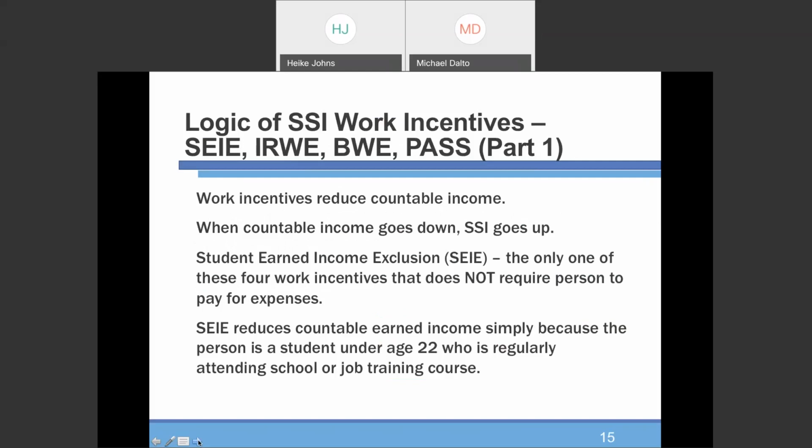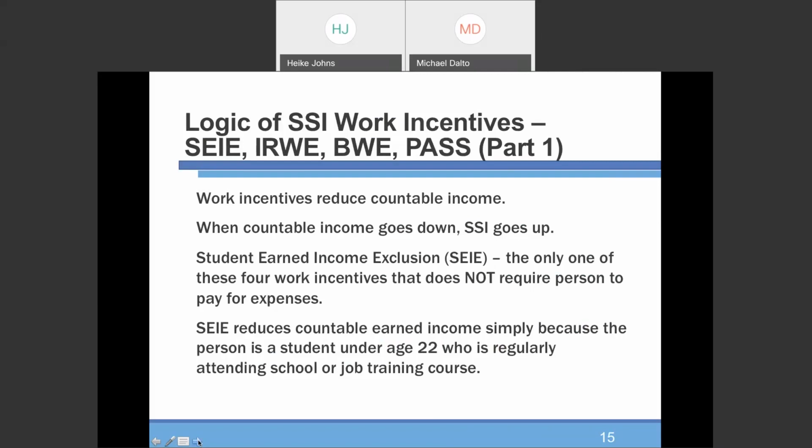So that logic is very helpful in understanding the SSI work incentives: the student earned income exclusion, impairment-related work expenses, blind work expenses, and the plan to achieve self-support, or PASS. Because the work incentives reduce countable income. Countable income goes down. Remember, when one side of the scale goes down, the other side goes up. So as countable income goes down, SSI goes up. By going up, the extra SSI helps to offset out-of-pocket expenses a person pays for using IRWE, BWE, or PASS.